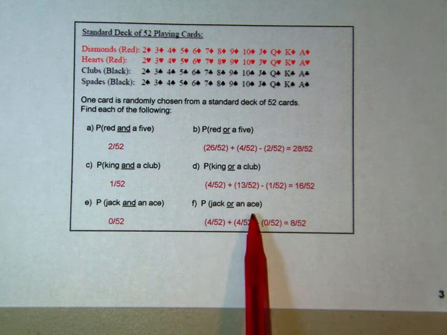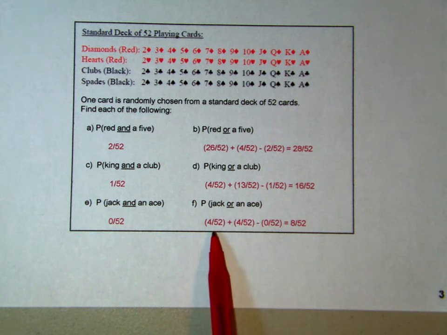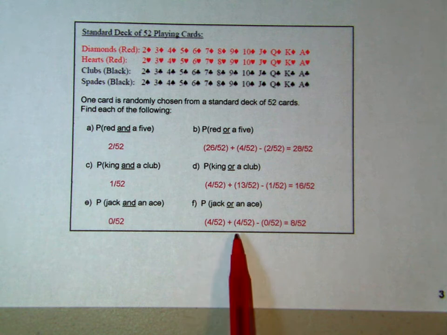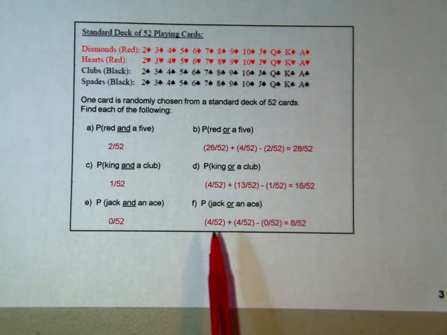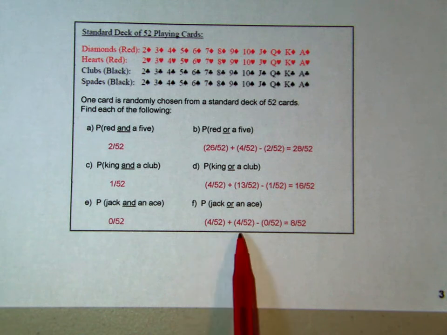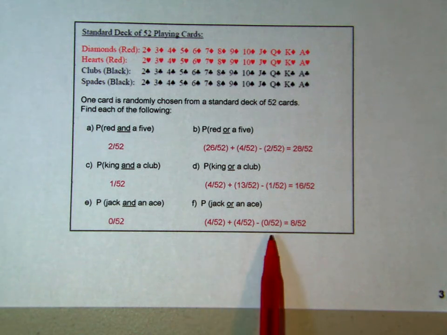Jack or an ace. Well, there are 4 jacks. There are 4 aces. They're mutually exclusive, so we don't have to subtract anything off. The final answer is just the sum of those 2 numbers. I put in the 0 out of 52 just to emphasize that if there was something to subtract off, you would do it. But since they're mutually exclusive, there is no extra step.